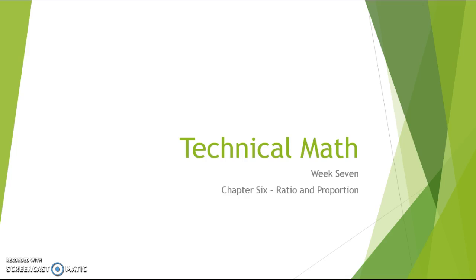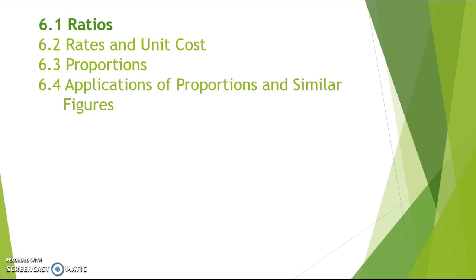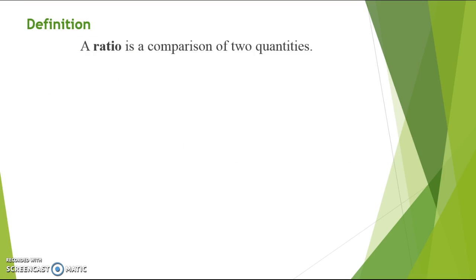This week we are covering chapter 6. Chapter 6 is all about ratio and proportion and how we use ratio and proportion to solve problems. So let's take a look first at what exactly is a ratio. A ratio is really just a comparison. All we are doing is comparing two different quantities.